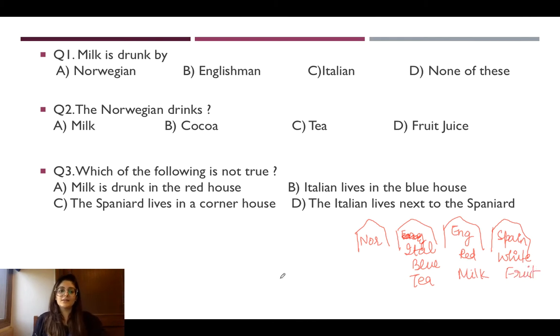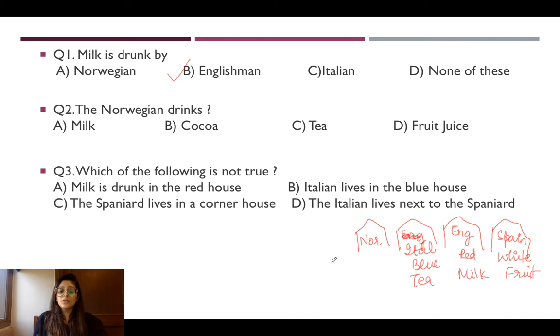Let's start using it. So the first question is, milk is drunk by. So clearly you have it right here and you don't even have to waste any time. Milk is drunk by the Englishman. So the option B.